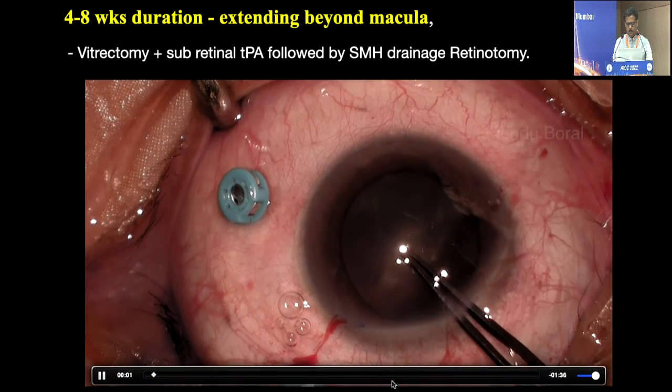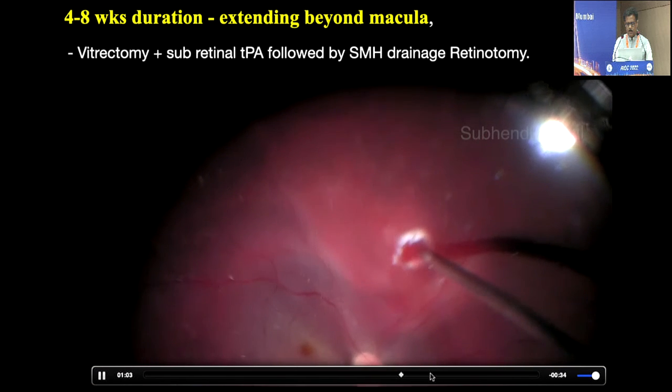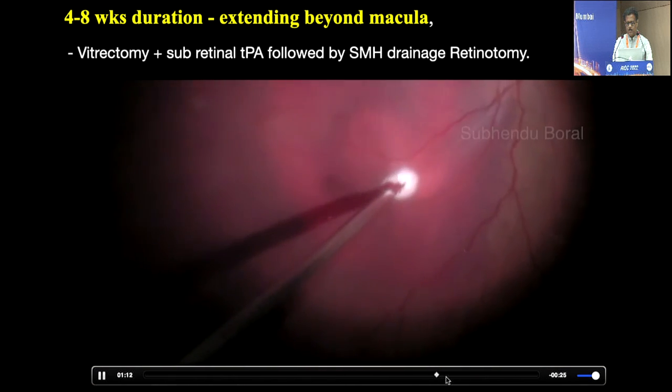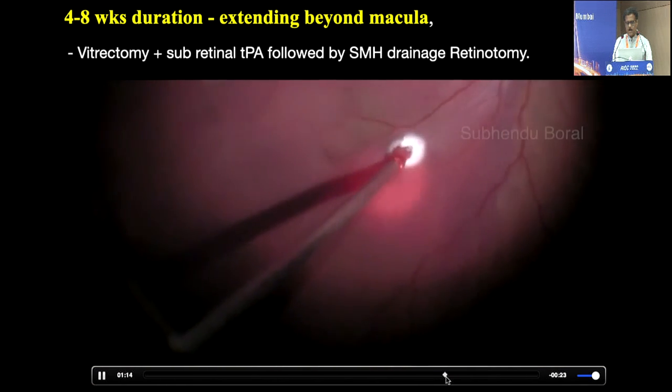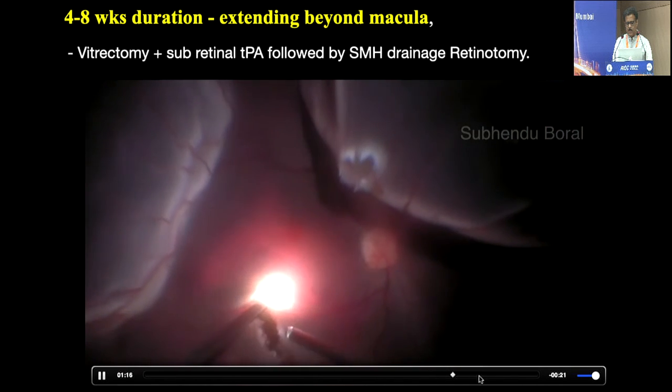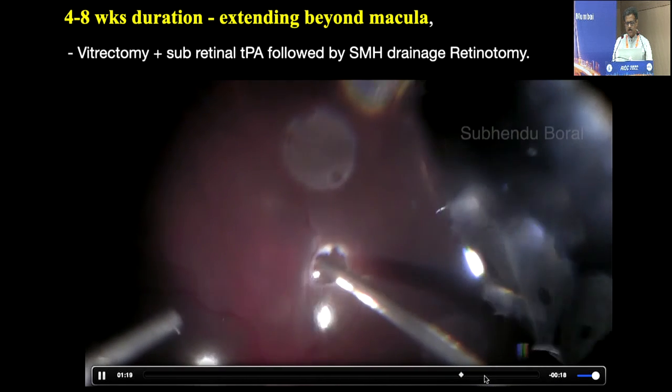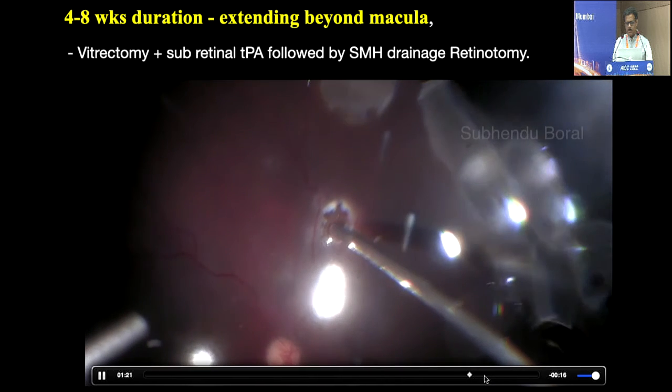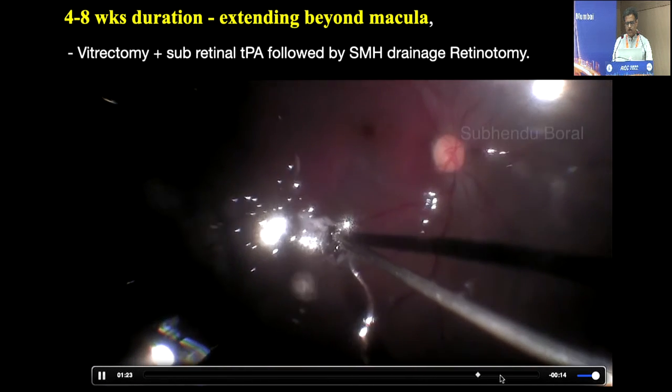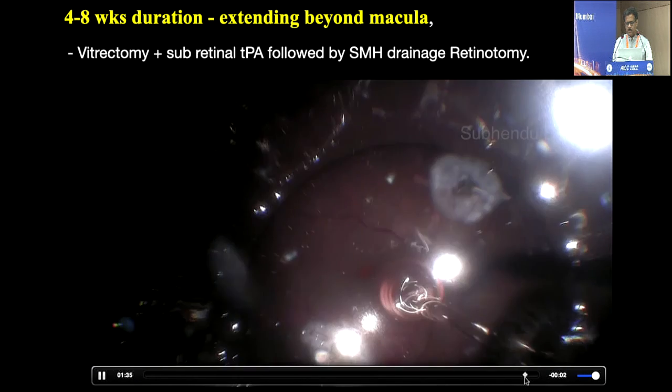the superotemporal area, just above the temporal vascular arcade, and removed the blood, did the fluid exchange, and checked whether any residual subretinal blood was there or not. And I did the laser and injected silicone oil at the end of surgery.